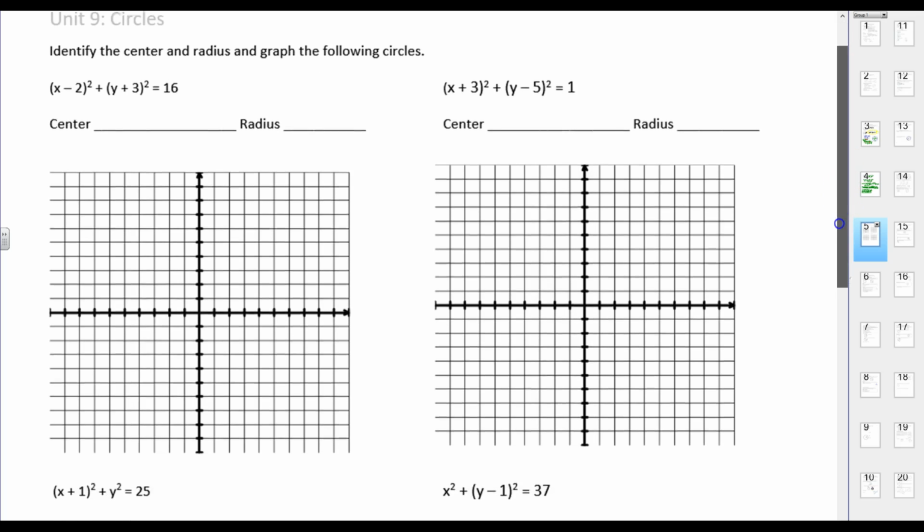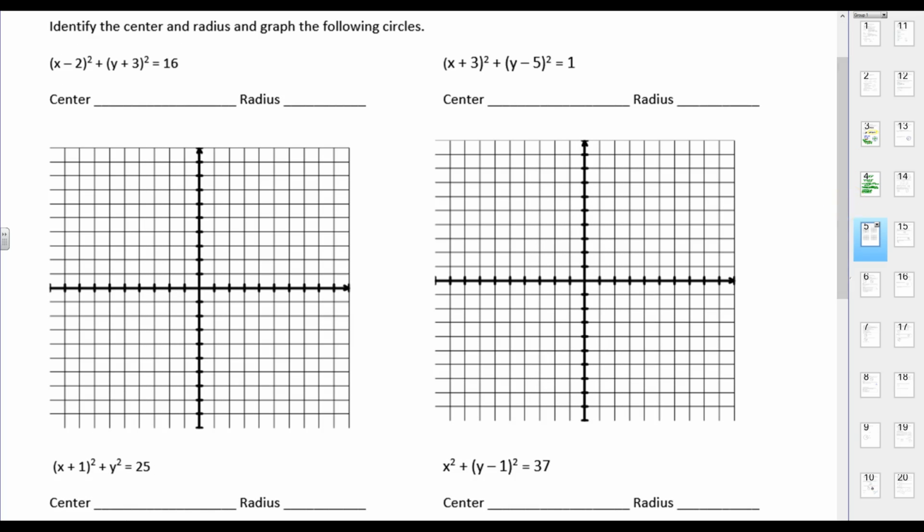It starts the exact same way as before. You're going to identify the center, and in this case, it's the opposite sign of whatever's attached to the x and the y. If I have x minus 2, my x value is at 2, and if I have y plus 3, my y value is at negative 3. And my radius is the square root of whatever this number is, which in this case is 4.